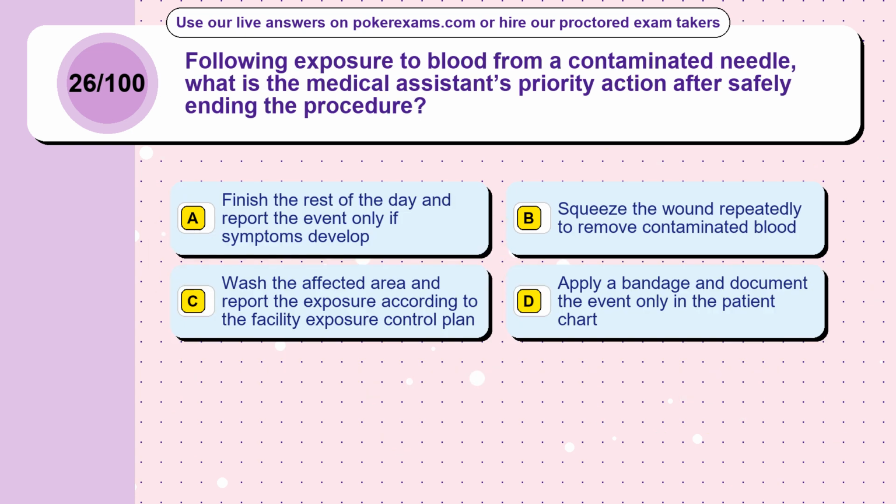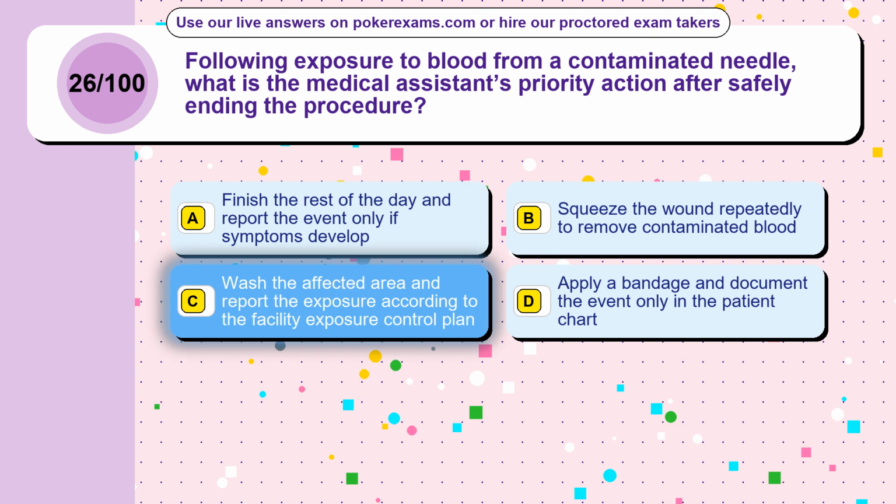Question 26. Following exposure to blood from a contaminated needle, what is the medical assistant's priority action after safely ending the procedure? Option A. Finish the rest of the day and report the event only if symptoms develop. Option B. Squeeze the wound repeatedly to remove contaminated blood. Option C. Wash the affected area and report the exposure according to the facility exposure control plan. Option D. Apply a bandage and document the event only in the patient chart.